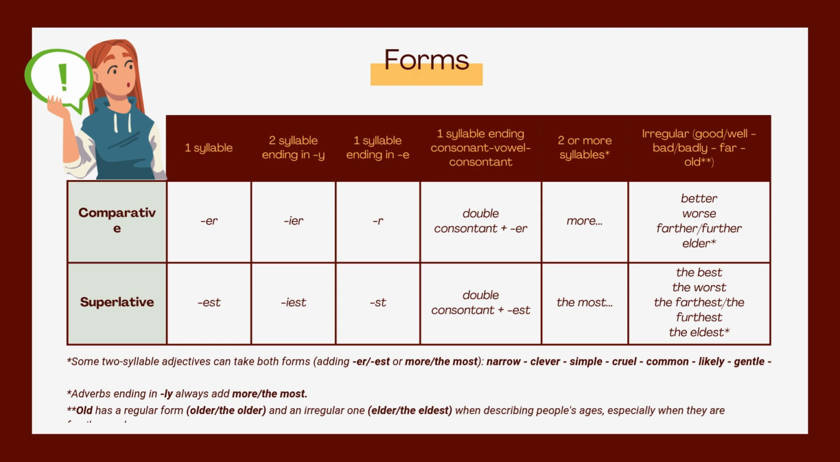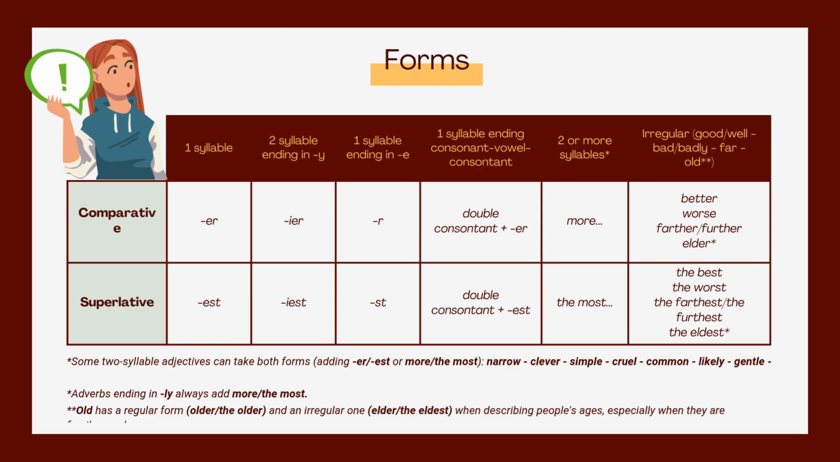4. One-syllable adjectives ending in consonant, vowel, consonant. We double the final consonant before adding -er or -est. For example, big, bigger, the biggest. 5. Adjectives with two or more syllables. We use more for the comparative and the most for the superlative. For example, expensive, more expensive, the most expensive.